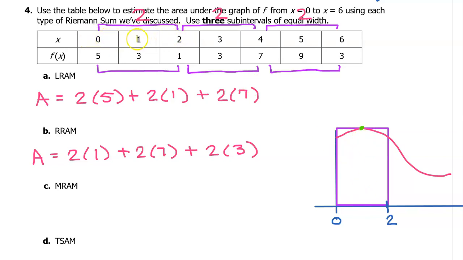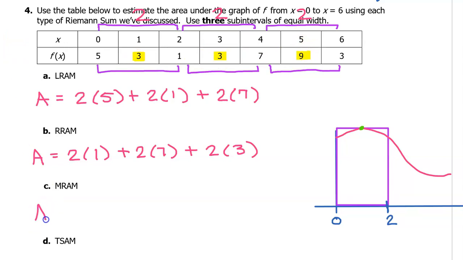So for the first interval, the midpoint will be 1. So the height at that midpoint will be 3. Similarly, this will be the height of the second rectangle, and this will be the height of the third rectangle. We just have to pick the height that's in the middle.